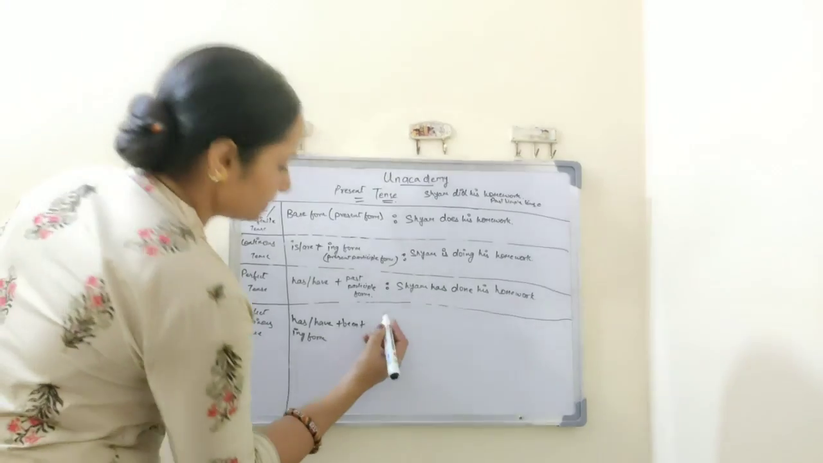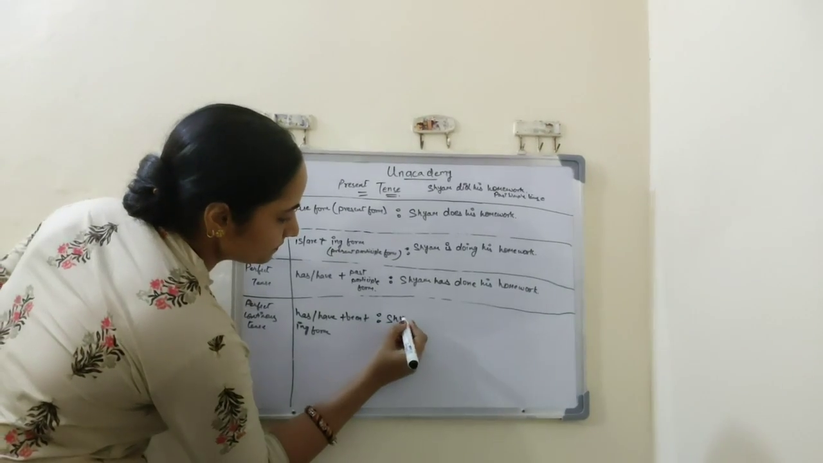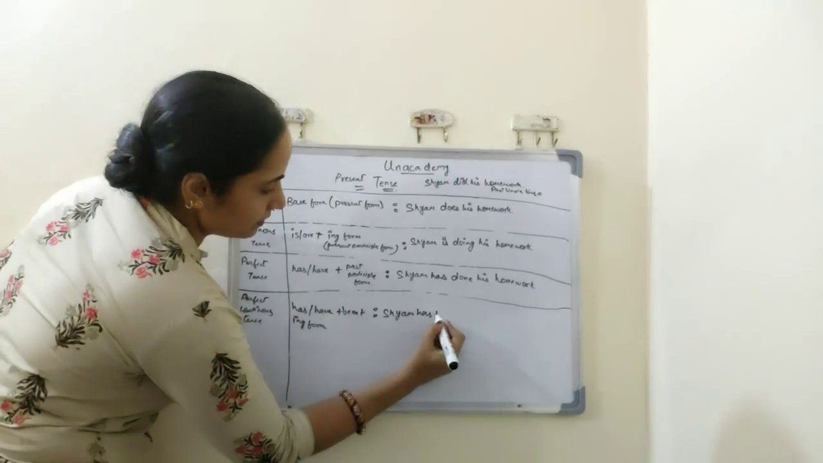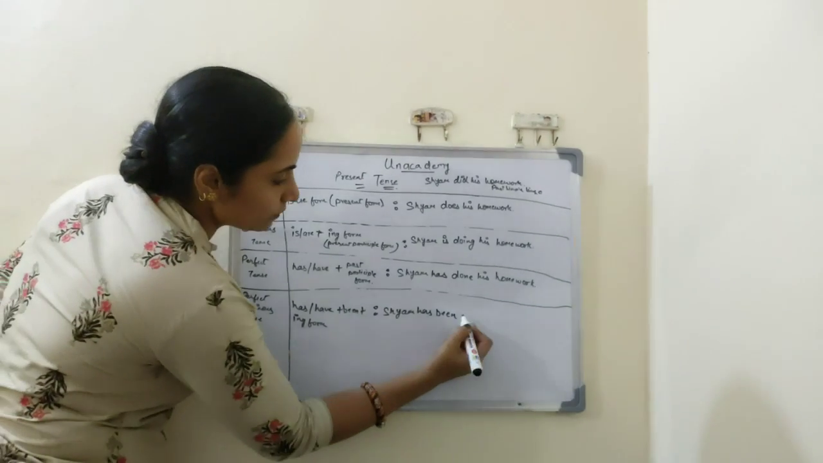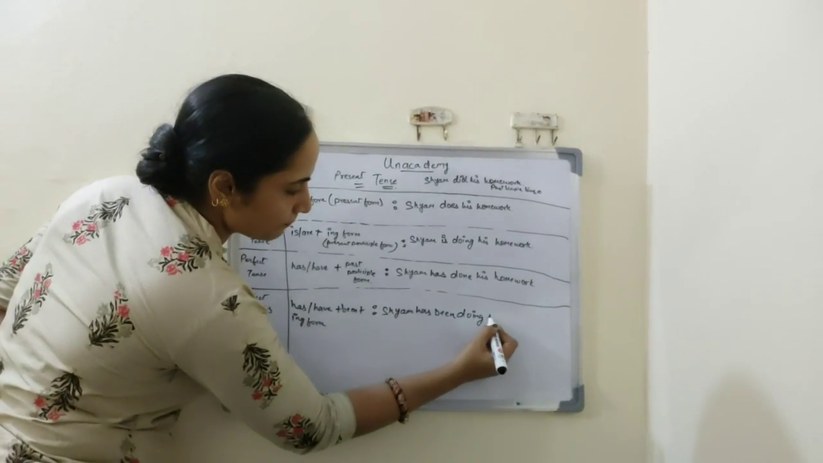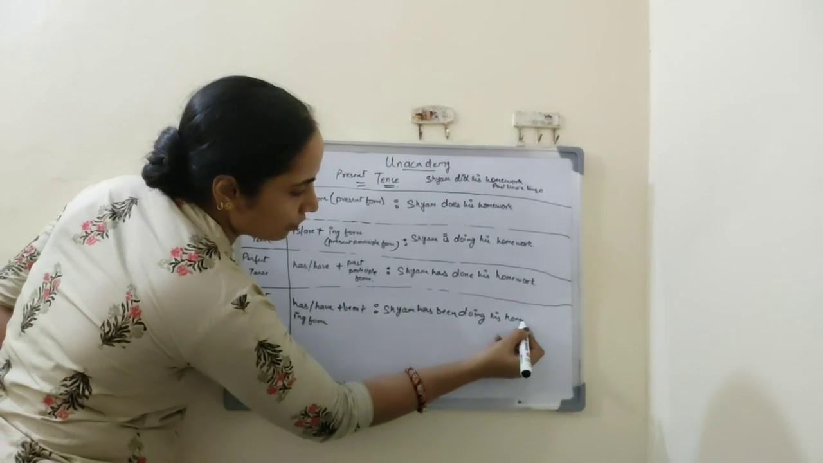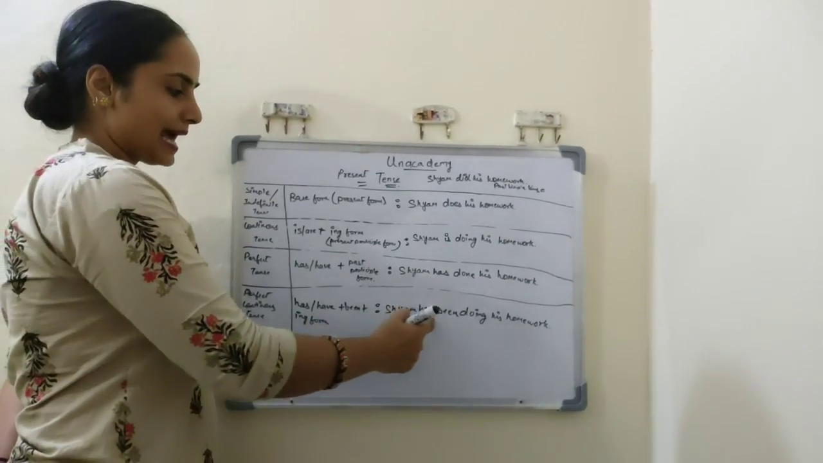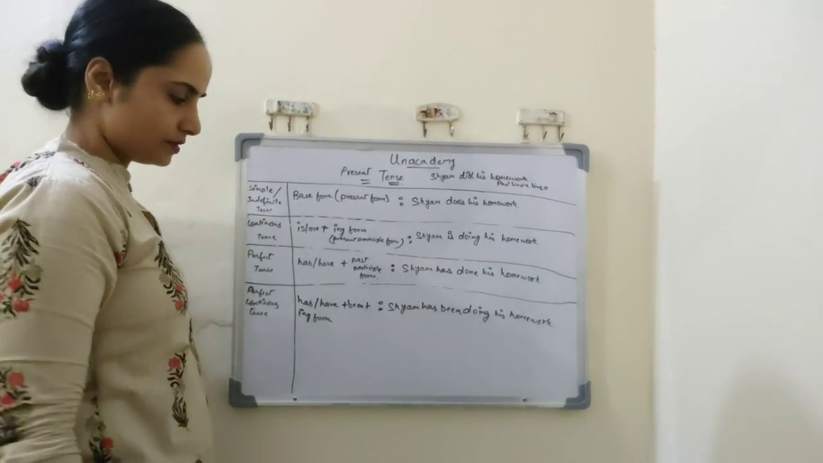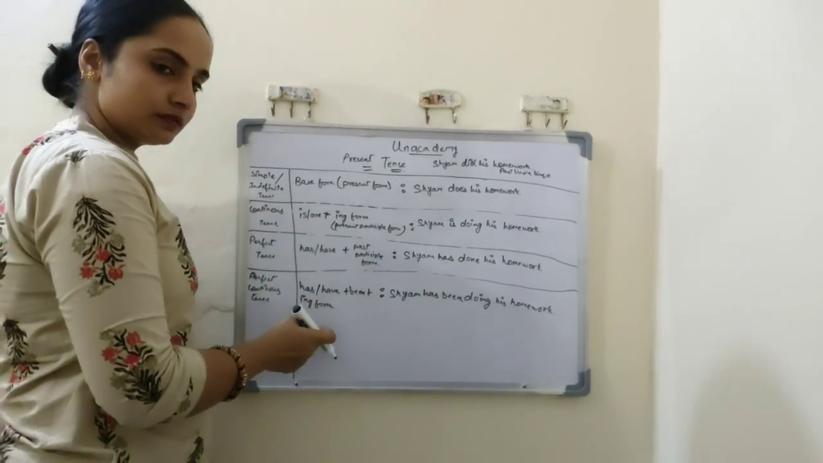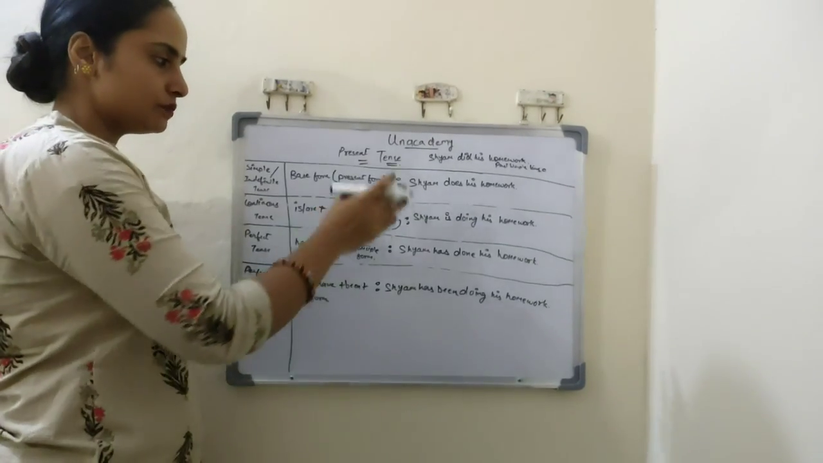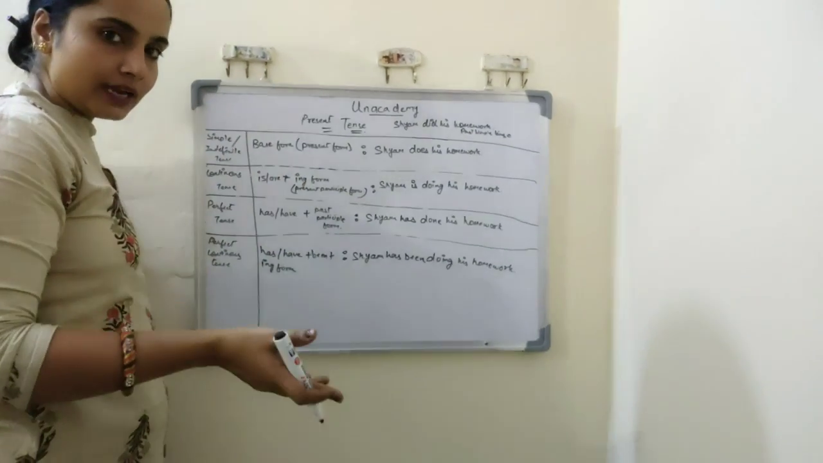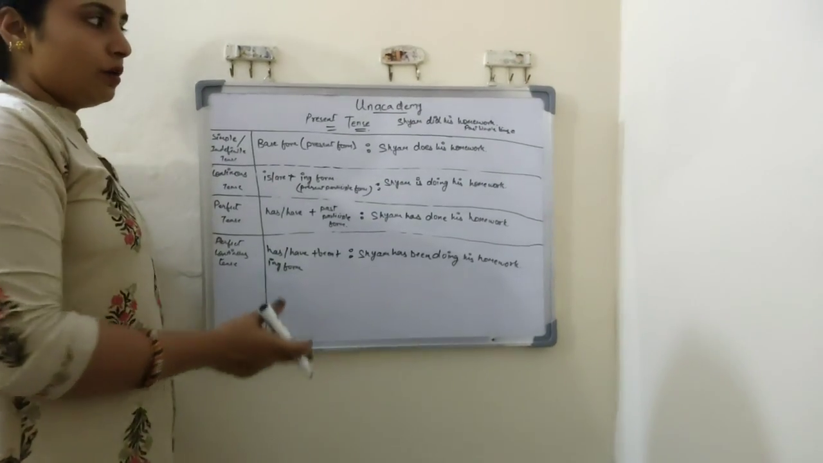Alright, so now Shyam, let's just convert it. Shyam has been, ing form will be doing, his homework. Alright, Shyam has been doing his homework. Now, these are simple formulas, you just have to apply them to any sentence and you can very easily change the tense of that sentence. Alright, now what is left?